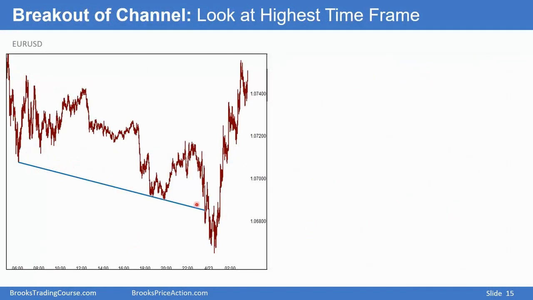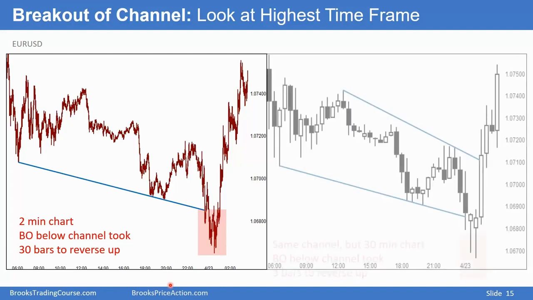Here, let's say we're looking at this chart, and we're getting a bear breakout below the bottom of the channel, yet the bear breakout is continuing. And that is far more than 5 bars before the breakout fails and reverses up. This is a 2-minute chart, and it took 30 bars before the bear breakout failed and reversed up.